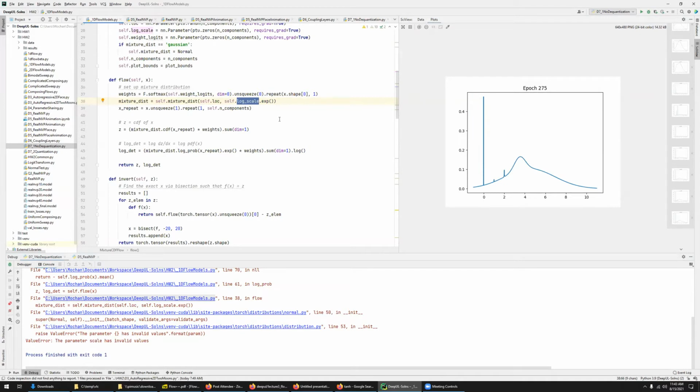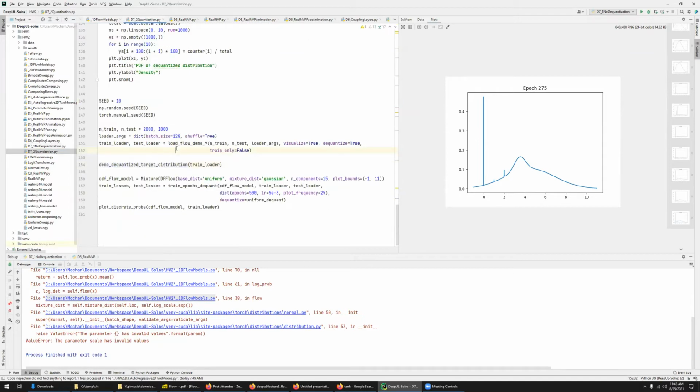So if we just try to have discrete values and fit them, of course, it will literally think that all of your data is point mass, and then the CDF can't fit that. So the solution is dequantization.